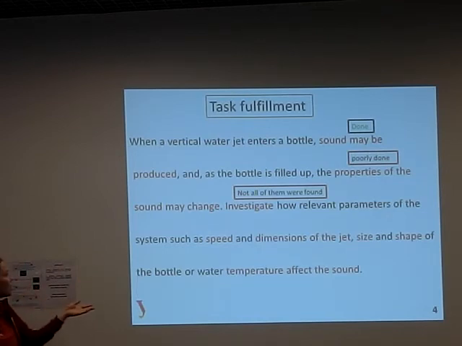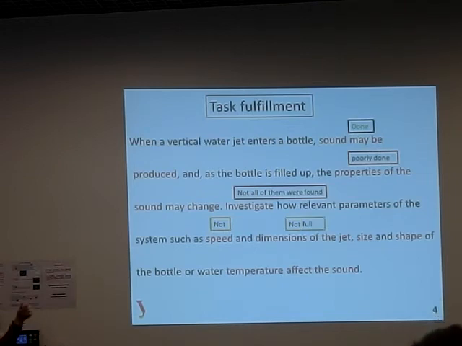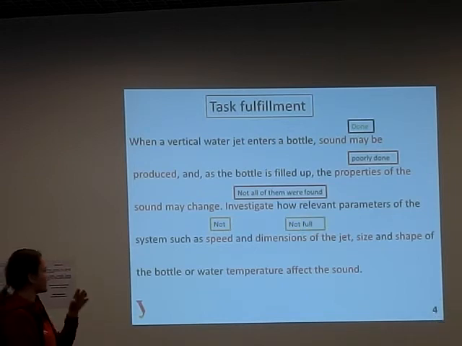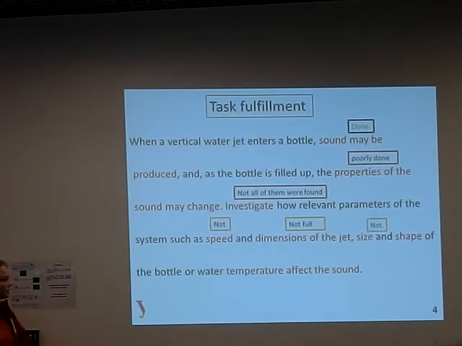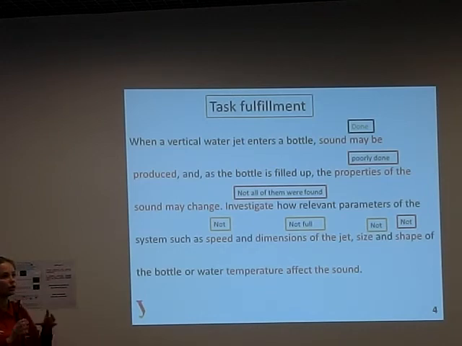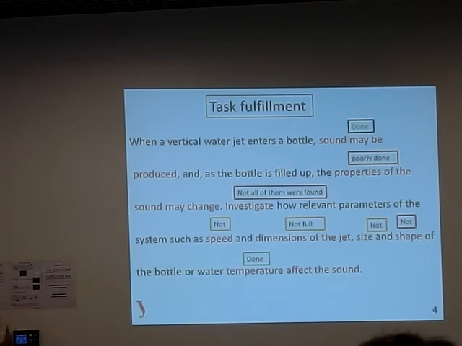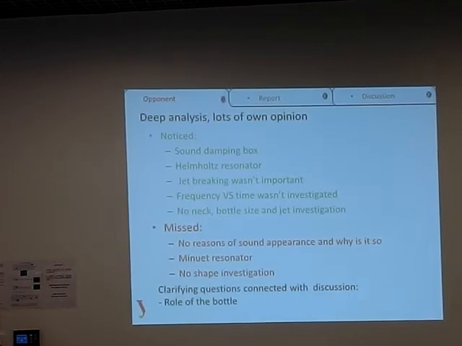Not all of the parameters were found, because we can see that the speed wasn't found, and the reason why it was used wasn't stated. The dimensions of the jet were not fully investigated, the size wasn't fully, because we see not all parameters of the bottle that were changed. The shape of the bottle, why it's not a cone or a sphere, was not observed, and the temperature effect was done, and it's really good. So the problem was partially solved.